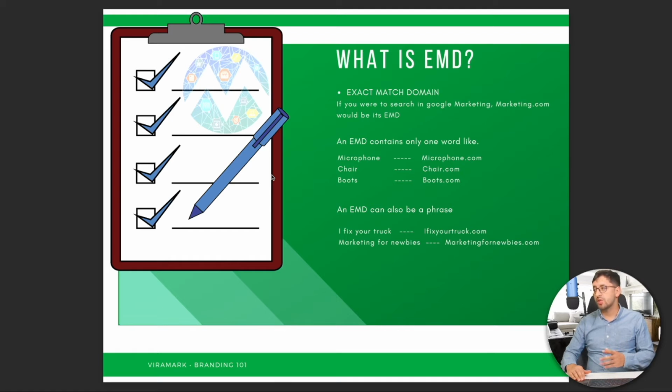So if you were to search in Google marketing, the exact match domain would be marketing.com. And imagine if you had a microphone store, you would put microphone.com as its domain. That would be an exact match domain. So it's really easy to grasp, you guys. It could also be a phrase. I put an example here: I fix your truck. The exact match domain would be ifixyourtruck.com. And that's how it works.